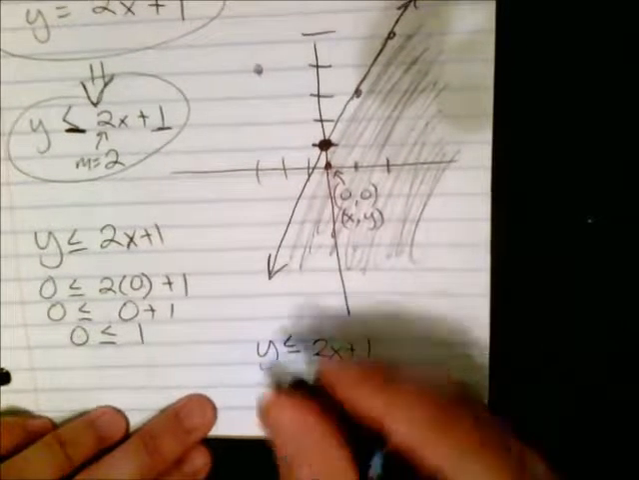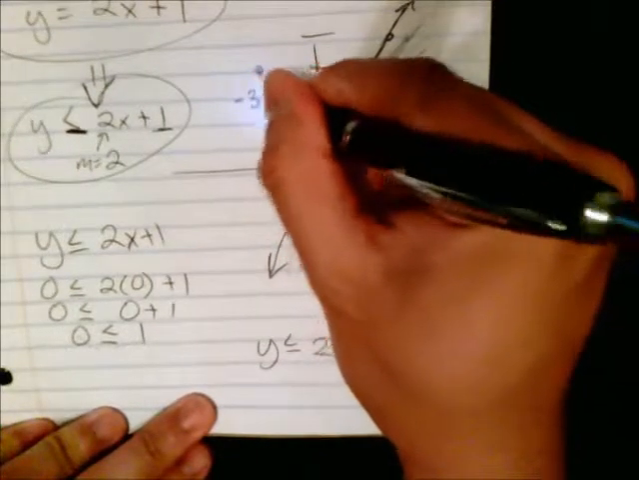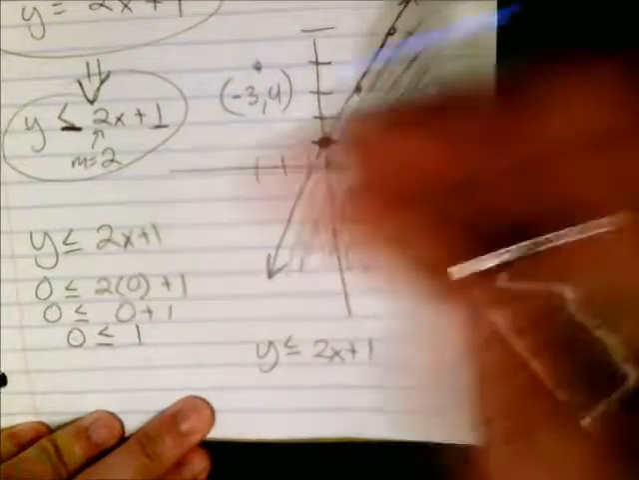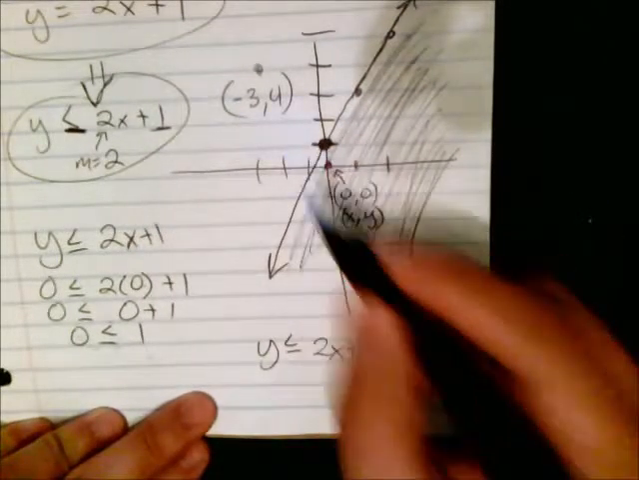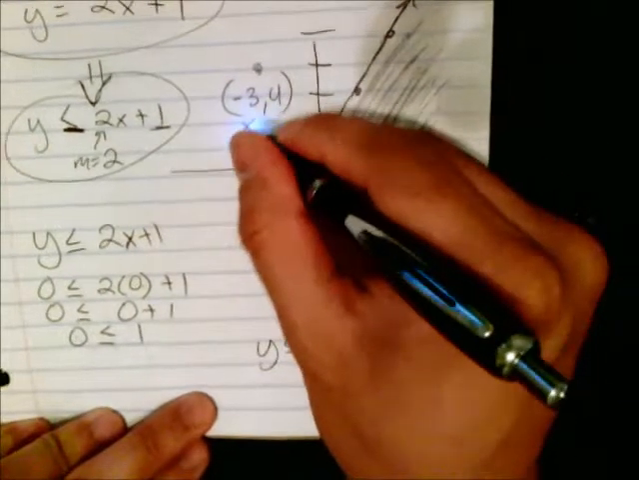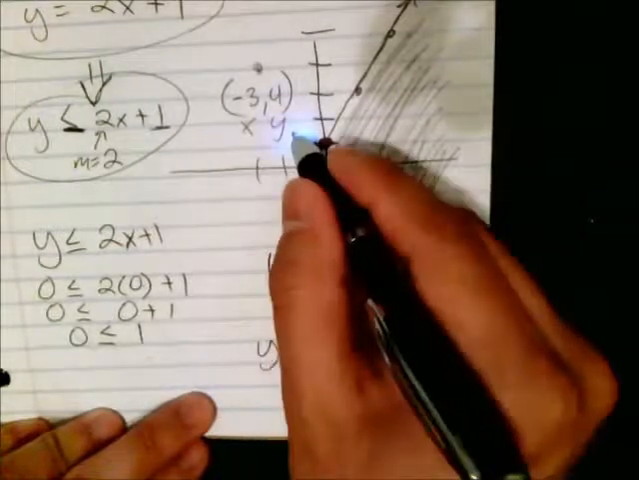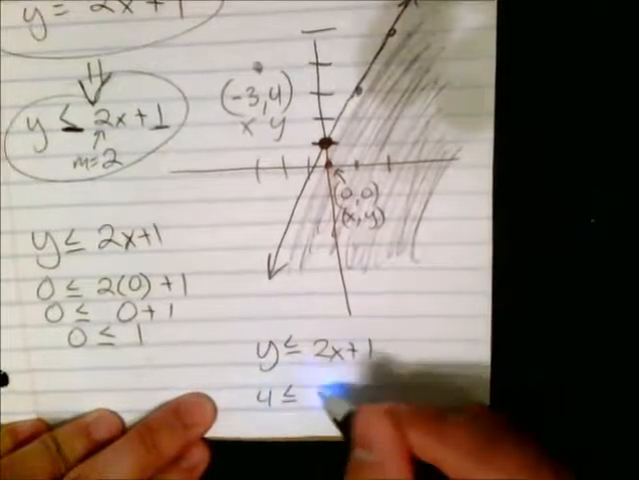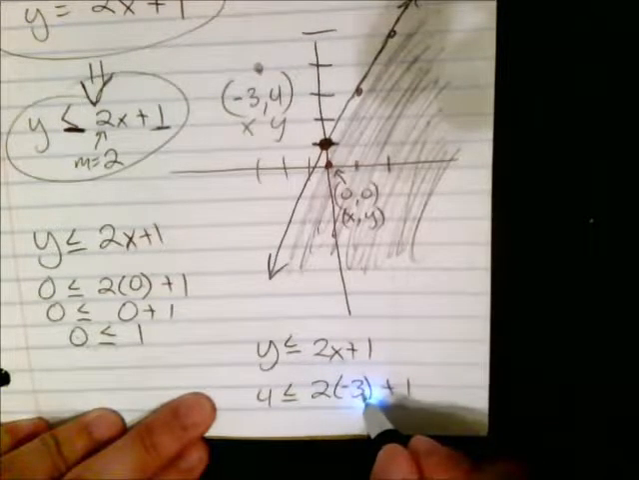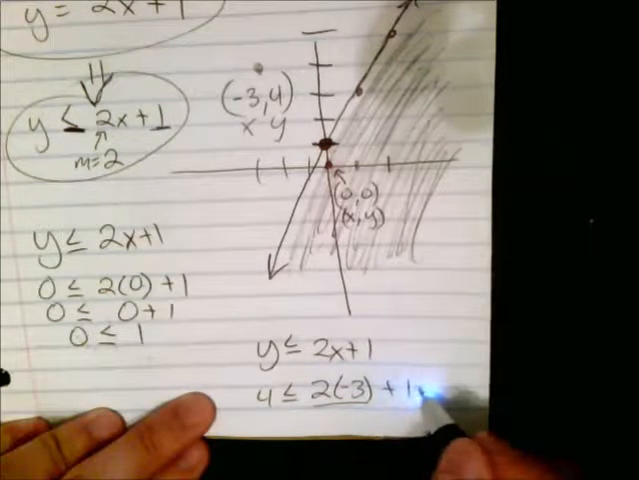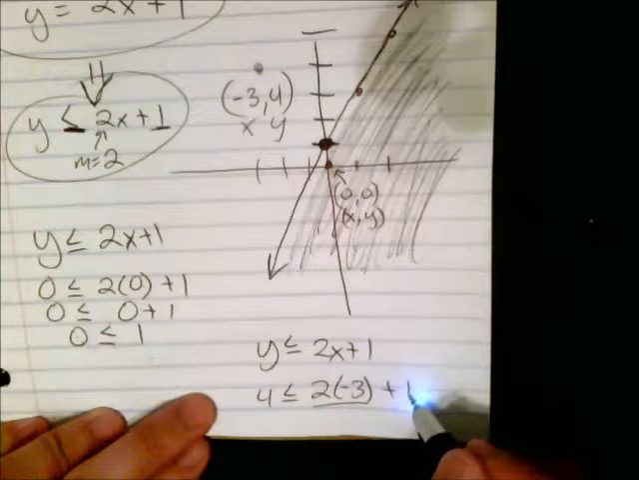You guys can't see that. Give me one sec. There you go. Now we're going to plug in -3, 4, just to test, so you guys can see what happens if you don't pick my point 0, 0. You can pick any point. So let's do -3, 4. Remember, that's x comma y. So y is 4 is less than or equal to 2 times -3 plus 1. And 2 times -3 is -6. -6 plus 1 is going to be -5.